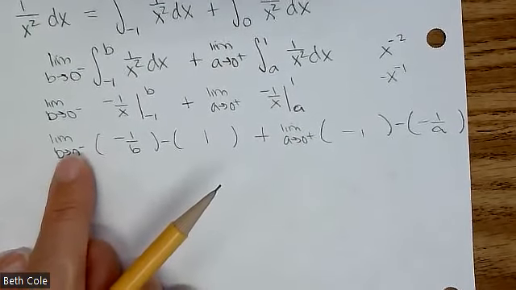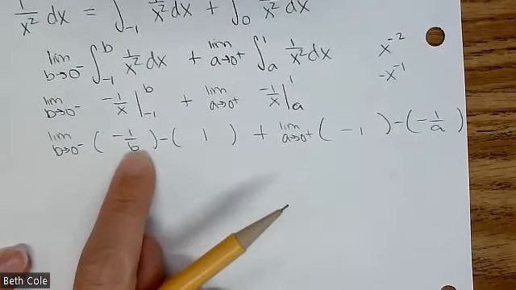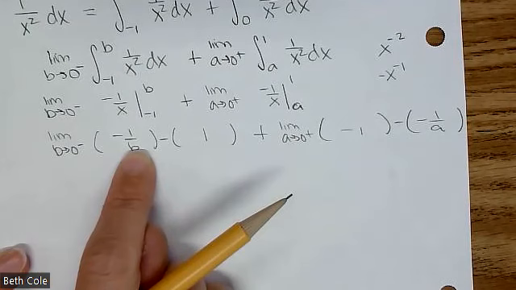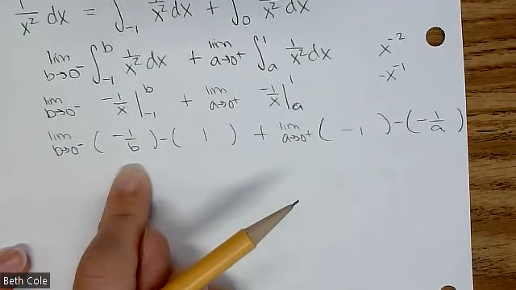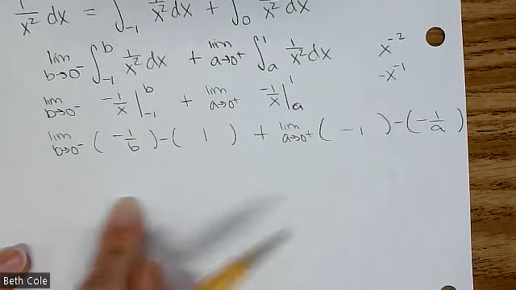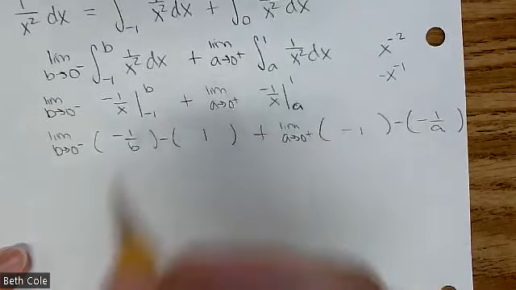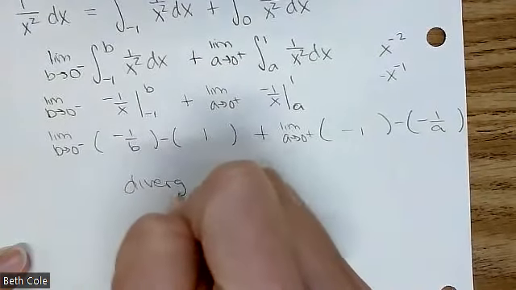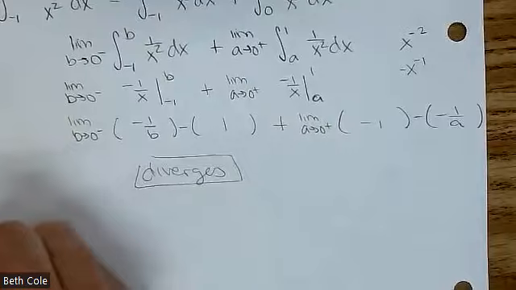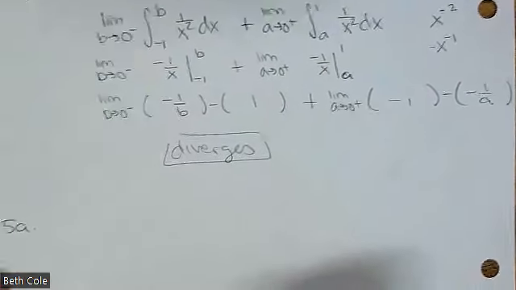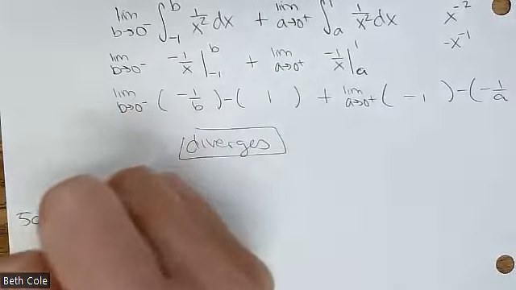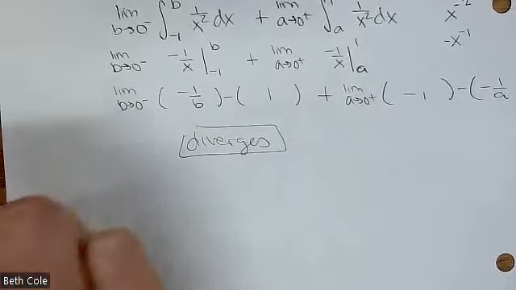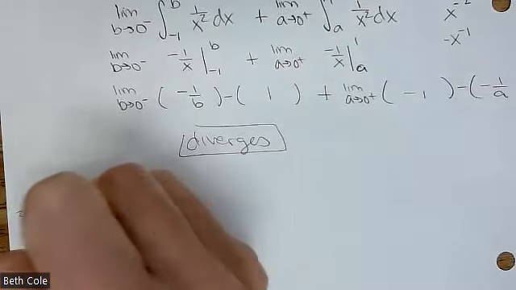Now you're going to evaluate the limit. If you make b go to 0, it does not exist. So we're going to put diverges. Humor me for a second. Call this 5a. Call this 5b. I'm going to do one more example.